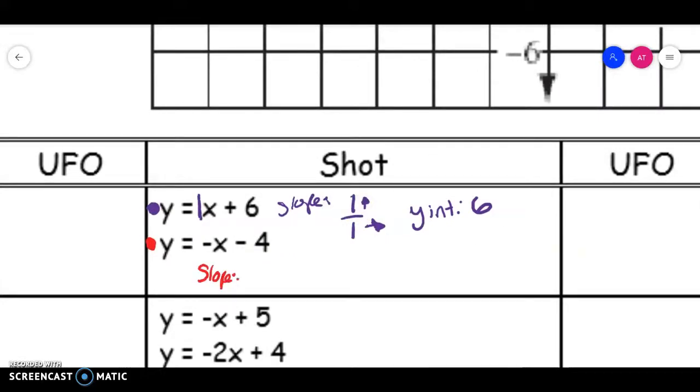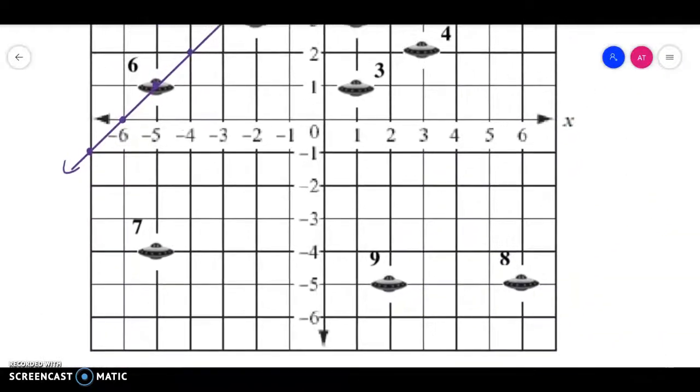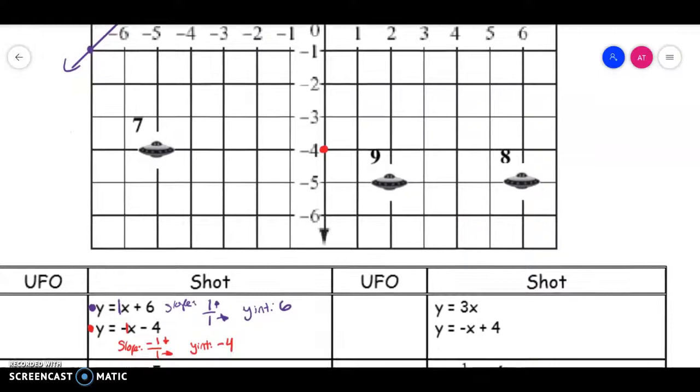Now my slope for this red equation is negative x. Well, what does that mean? That means my slope is negative 1, and underneath every number is an invisible 1. So I'm going to go down 1 and to the right 1. And my y-intercept is going to be at negative 4. So I need to start at negative 4 on my y-axis. And my slope, it states, is negative 1. So I'm going to go down 1 and to the right 1, all the way to the edge of my graph.